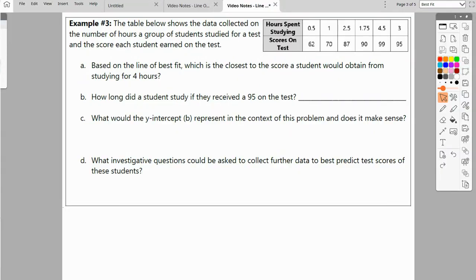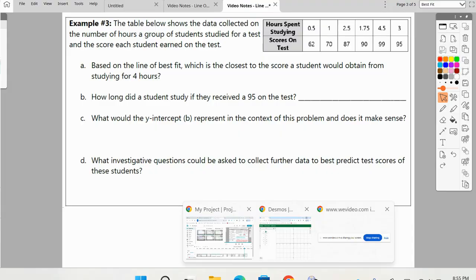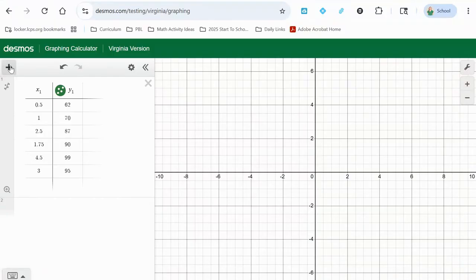Example number 3: the table below shows the data collected on the number of hours a group of students studied for a test and the score each student earned on the test. So, hours spent studying versus the scores on the test. As a reminder, we go to Desmos here. I'm going to hit plus and then table. Please pause the video if you need to type in that table.